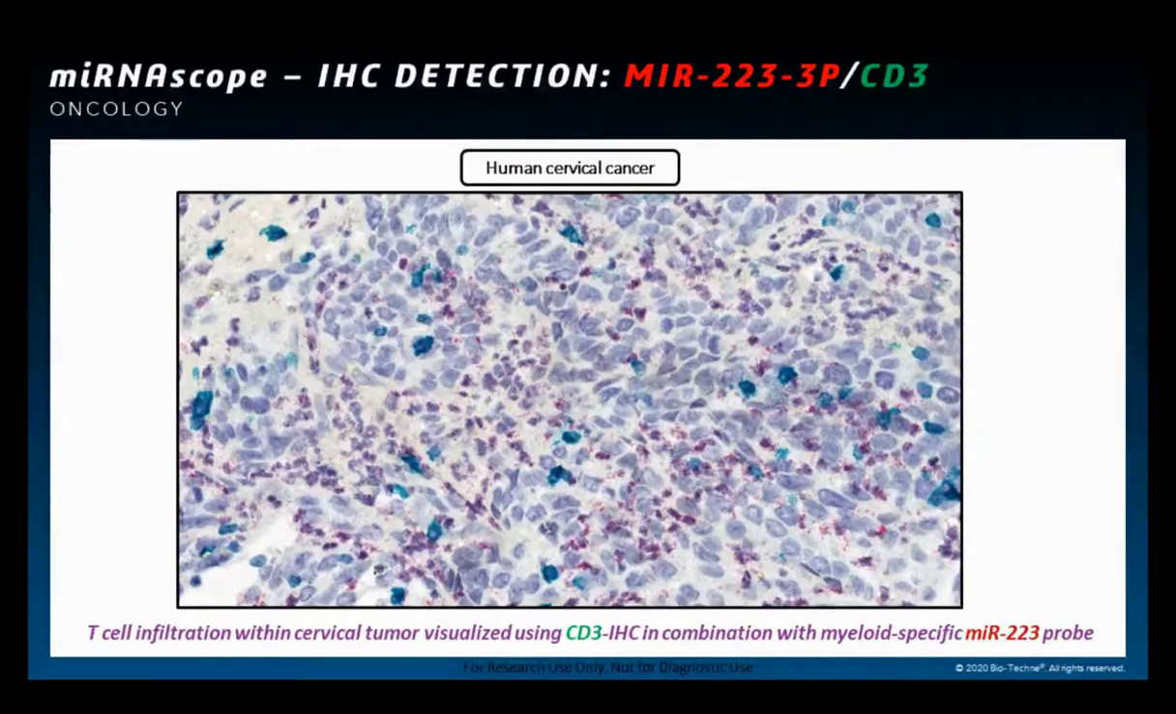Now here, miR223-3P is detected in red, and CD3 marker is staining in green, as I mentioned, a T-cell marker. Now this, as I mentioned, miR223 is a myeloid-specific microRNA, whereas CD3 is a lymphoid marker. So as expected, we observe detection of these two targets is mutually exclusive, given that they're coming from two different lineages.